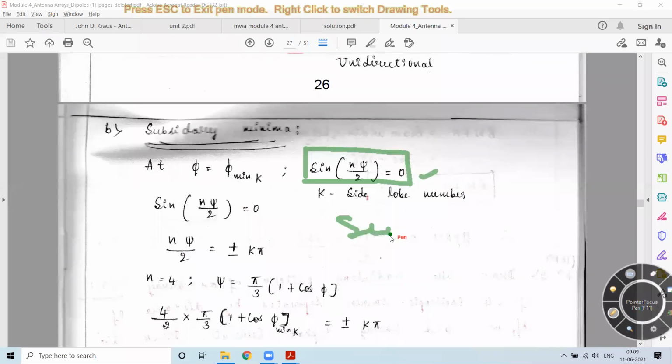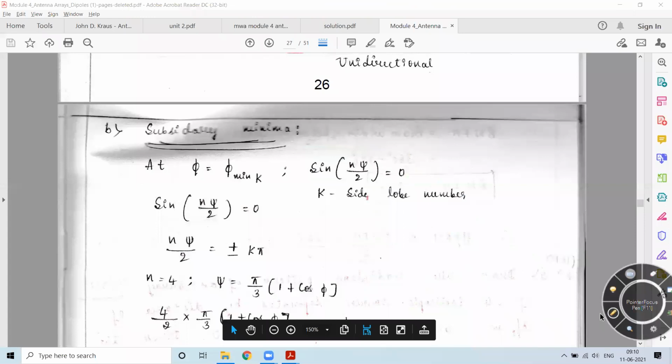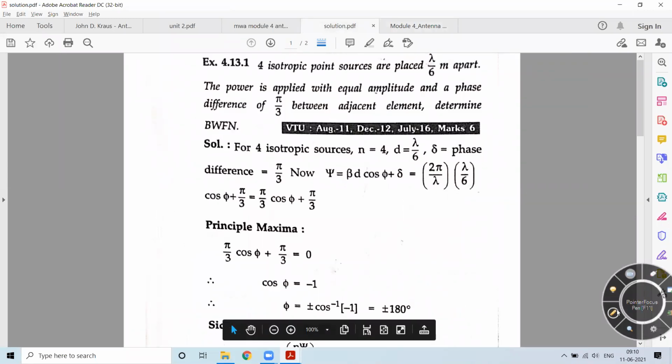In order to obtain that, we need to make use of another equation, that is sine n psi by 2. This parameter, I need to equate it to 1. When I simplify the equation and obtain the values of phi, those angles will give me the direction along which there are peaks for the side lobes which are present. So three parameters we need to estimate. In yesterday's problem, we were missing out that calculation. So pertaining to that, we can observe the complete solution in this case.